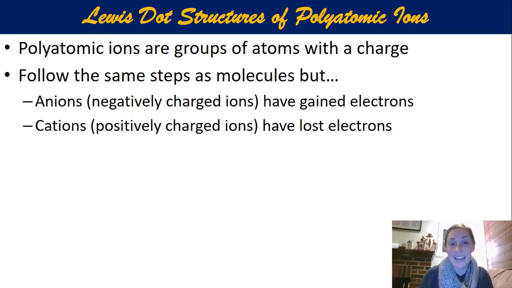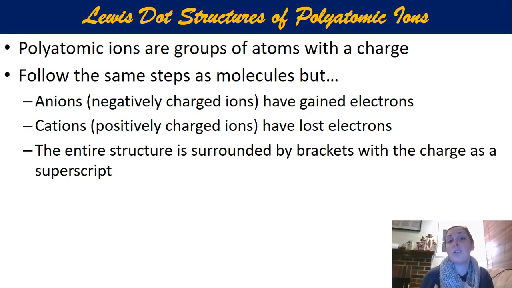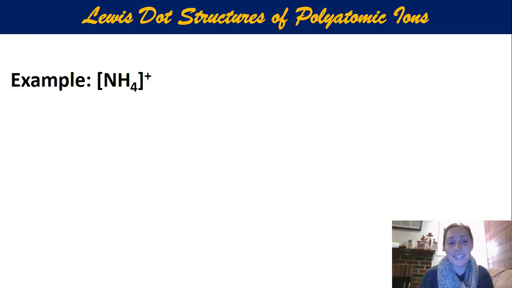If it's a cation, and a cation is a positively charged ion, then it lost electrons. So if it's a +1 overall charge, then you need to take away 1 electron from your total. If it's a +2 overall charge, you need to take away 2 from your total electrons. And then the entire structure is surrounded by brackets, and you put the charge as a superscript on the top right corner. So let's do an example.